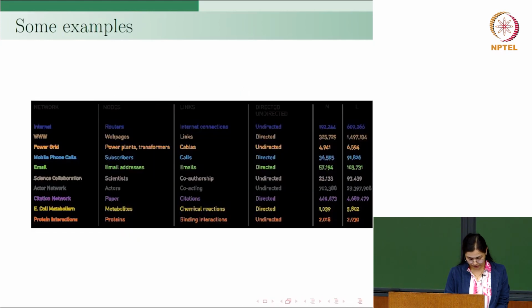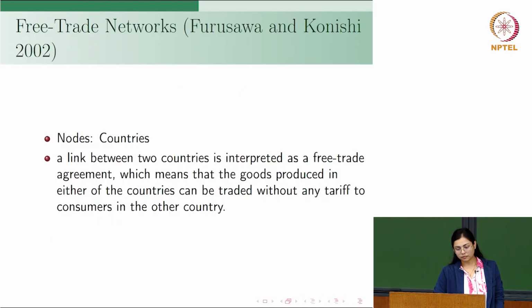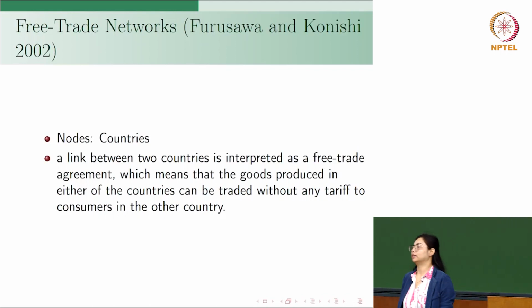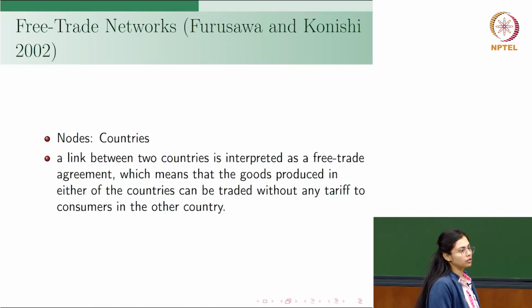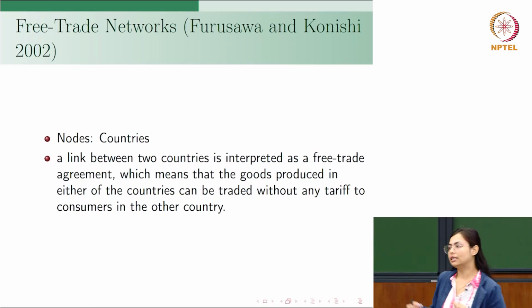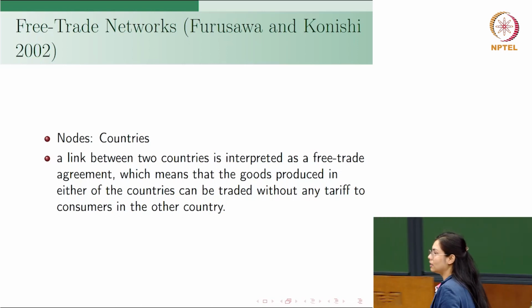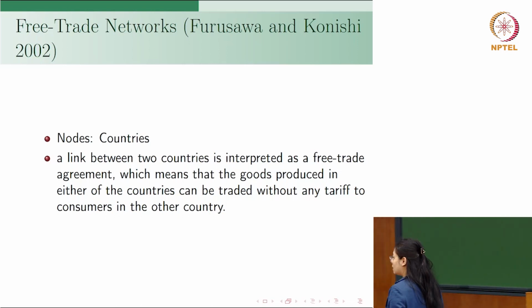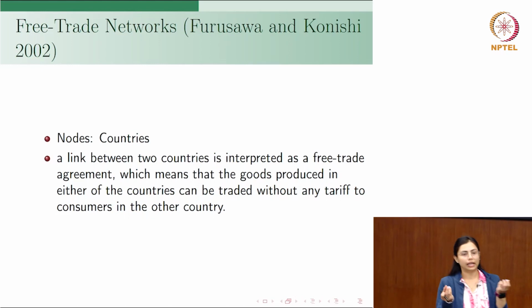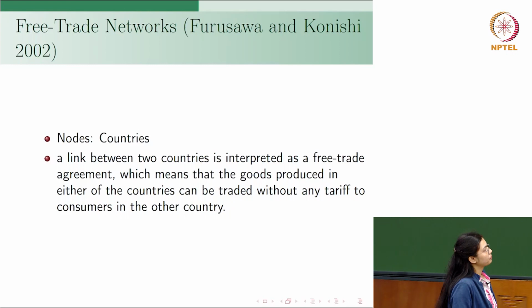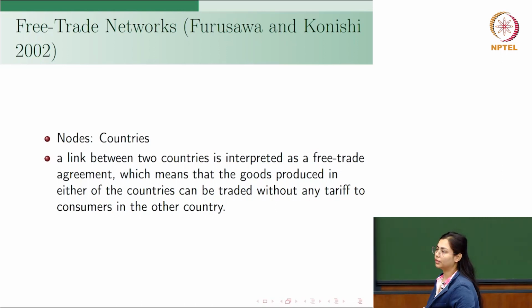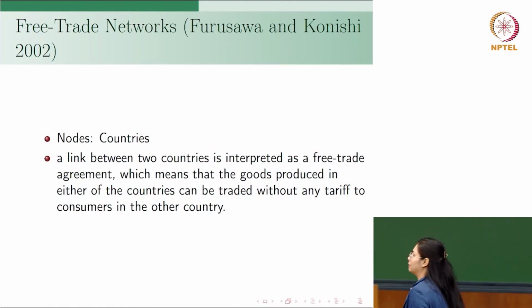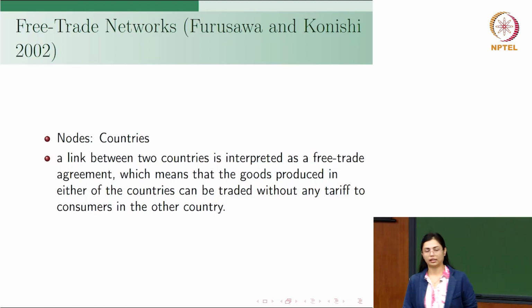So I have a few examples here. This is more of an economic example, like trade: free trade networks, where we can consider nodes as countries and links as what? An agreement of free trade. So if two countries have some agreement, that means they can trade without any tariff. If there is no agreement, they can still do some trading, but they have to pay some fees as a tariff, like that.